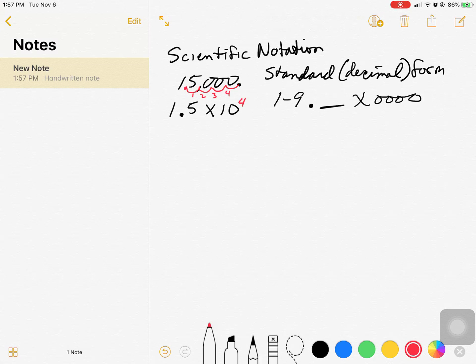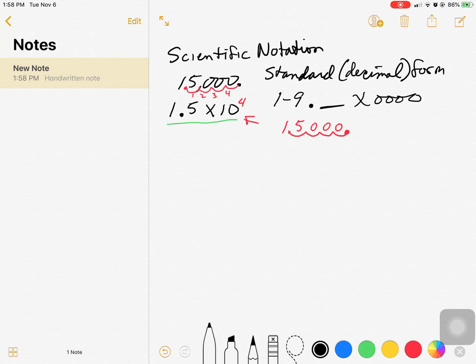Okay, so if we saw this number somewhere in scientific notation, 1.5 times 10 to the 4th, we write the 1.5 down and then we move it 1, 2, 3, 4. It goes there. That means there are 3 more zeros that go in there. So 15,000 in scientific notation is this number right here. In standard notation, it's the 15,000. So let's try another one.